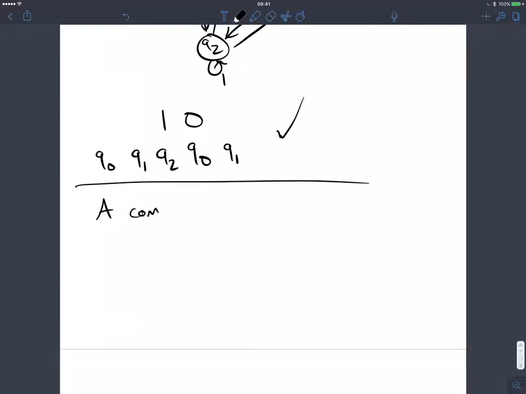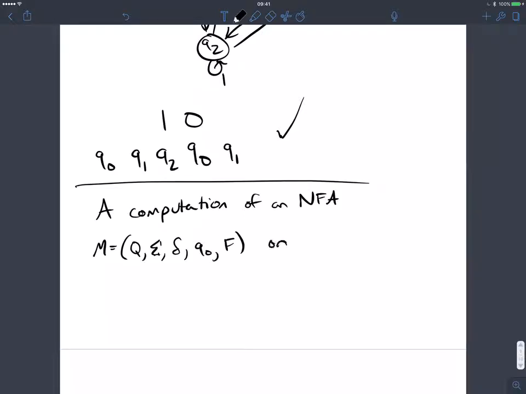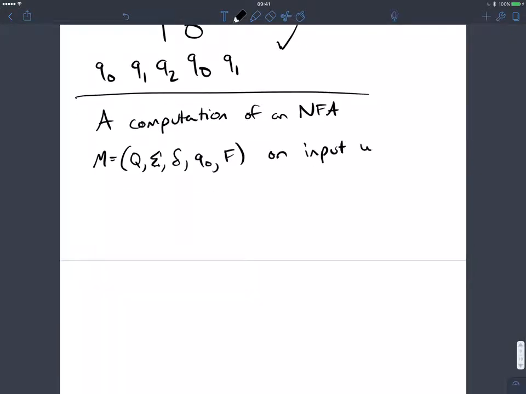a computation of an NFA, I'm going to call it M, with the 5 pieces, just like before, if I don't run out of room, on input W, on input W in sigma star.